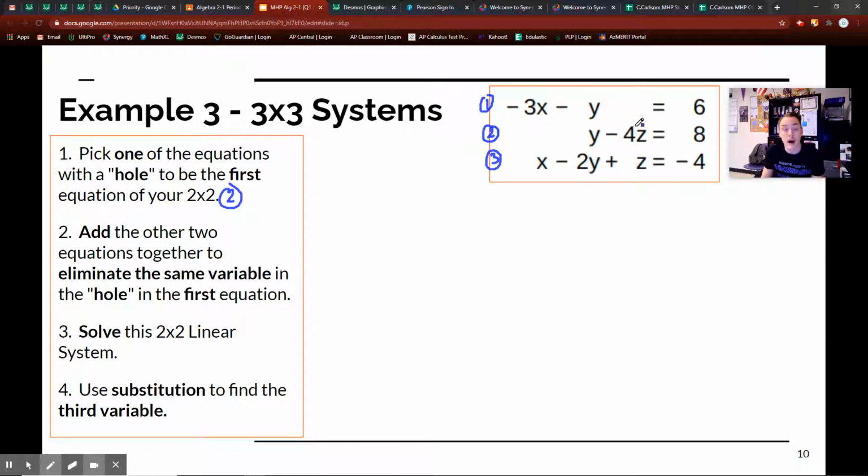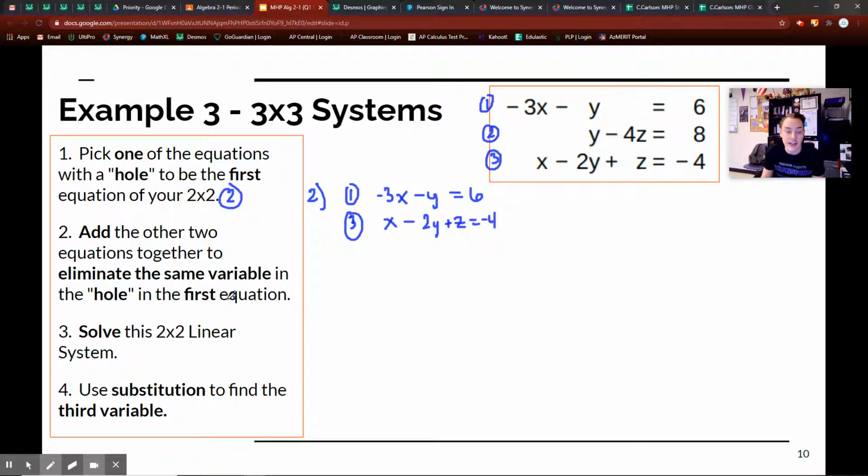So that means I have a y and a z, which means I need to pick the other two equations and eliminate the same variable in the hole in the first equation. So which variable is missing in the first equation I picked? X. So what does that mean? For step 2 then, I need to actually choose 1 and 3, and I need to eliminate the x, so then I only get y and z left over. Okay? So let's do that. So I have negative 3x minus y equals 6. And then my next one I have for third, x minus 2y plus z equals negative 4.